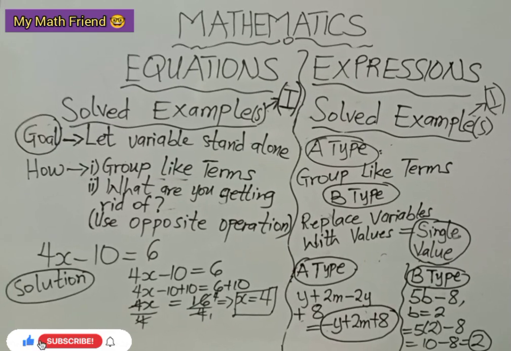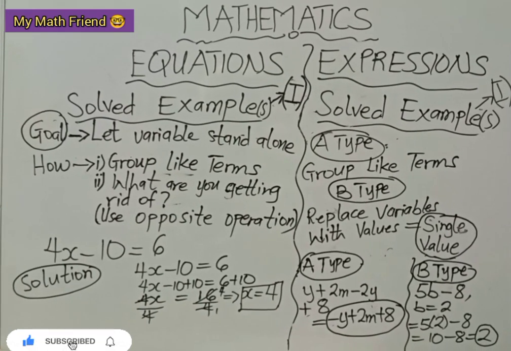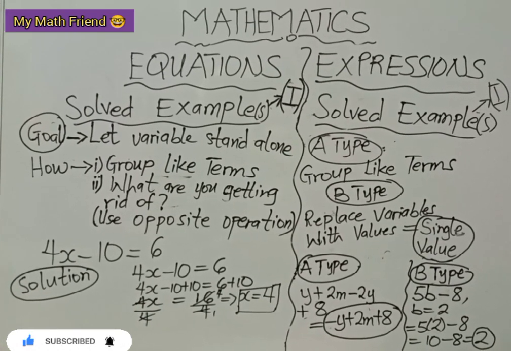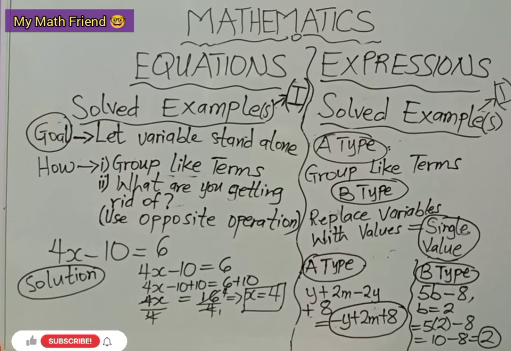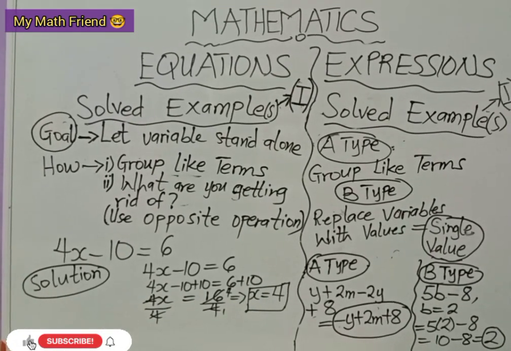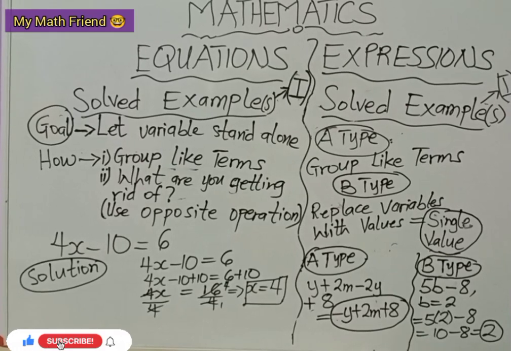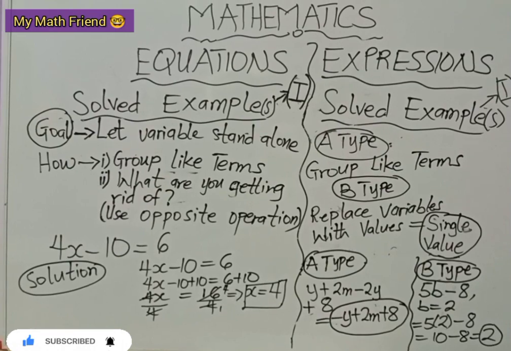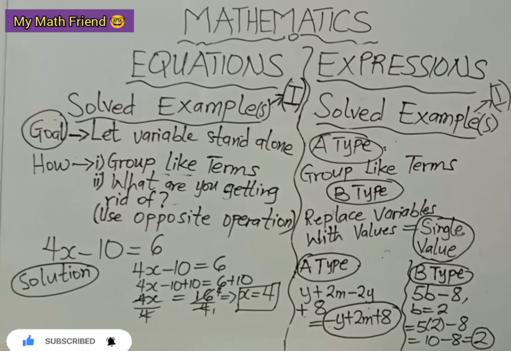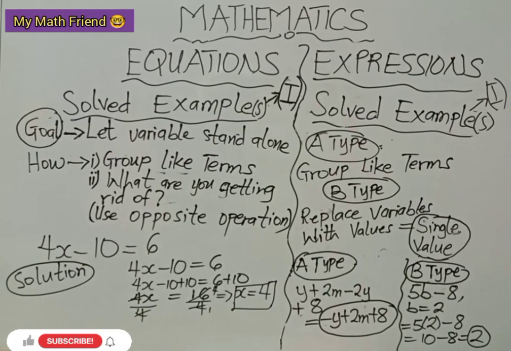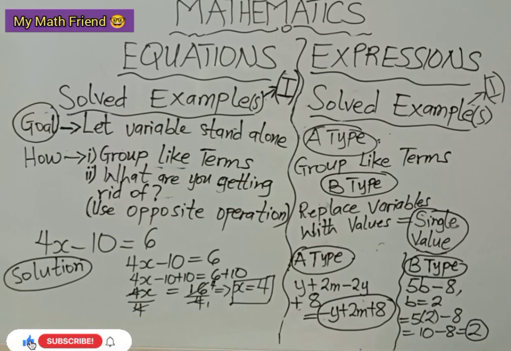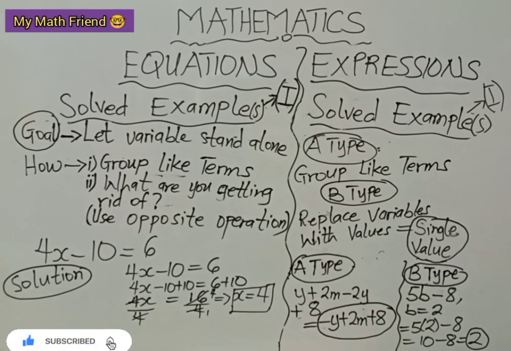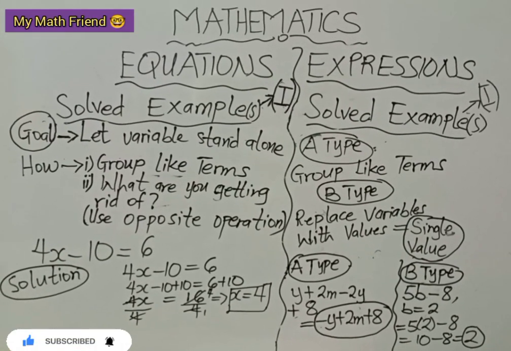Now equations are two expressions equated to each other. So I can have 4x minus 10 equals 6. So 4x minus 10 is one expression, 6 is also an expression, and then the two of them coming together are equated. So you have 4x minus 10 equals 6. You can see an equal to sign in an equation; with an expression, you don't see an equal to sign. You can look at the previous video. All right, so let's look at these solved examples. We begin with equations.